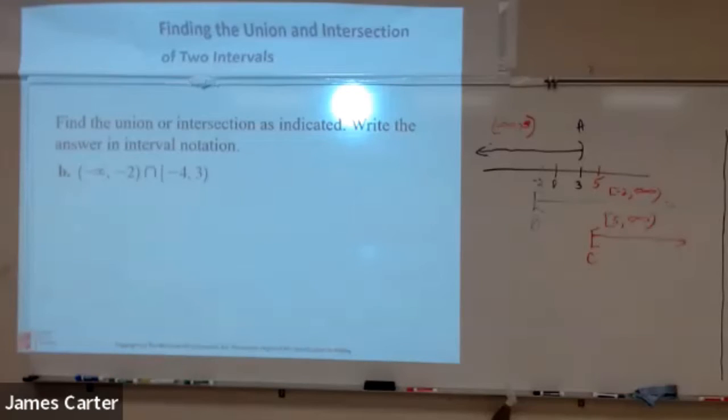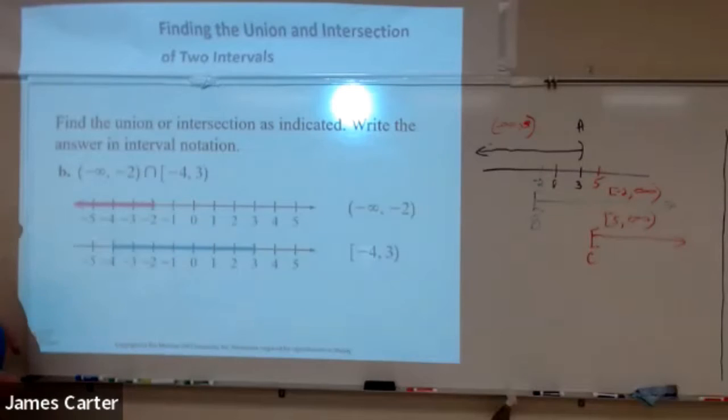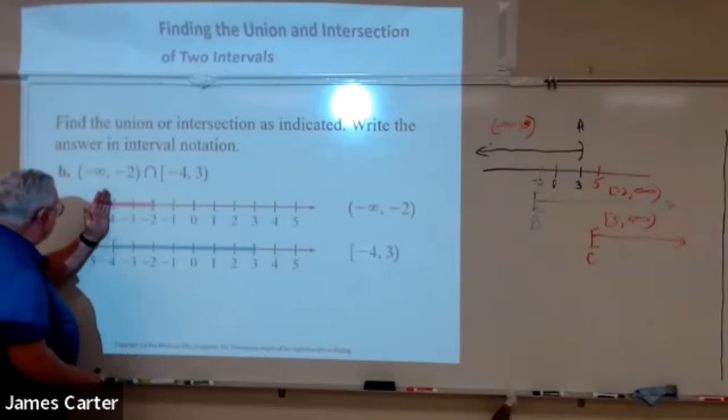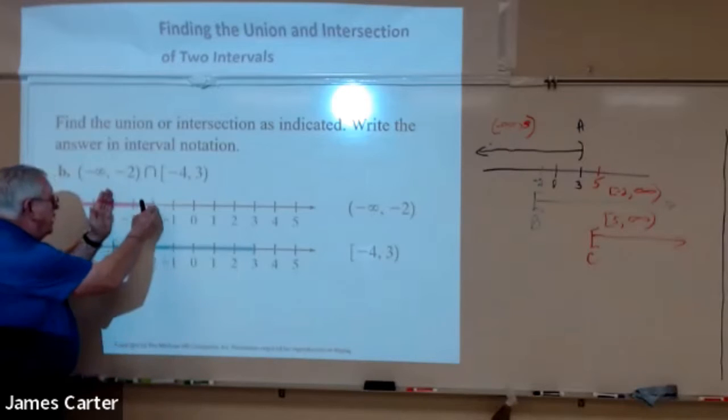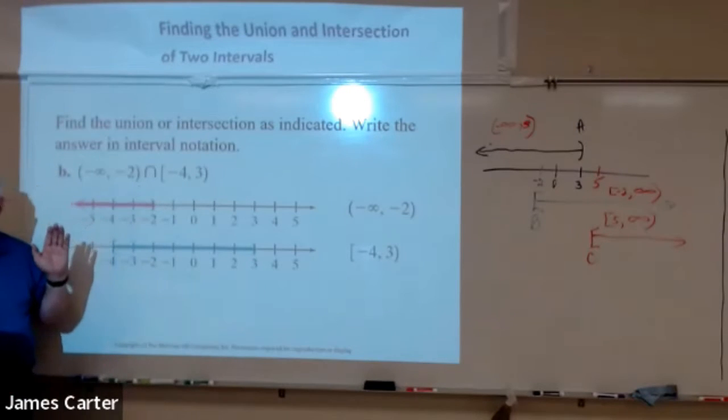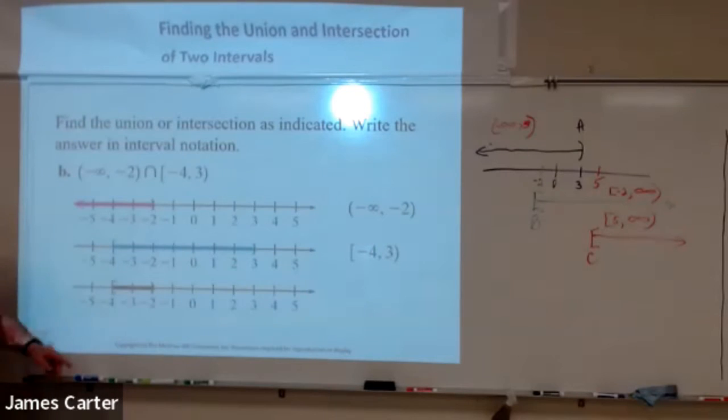Same exact numbers as before. Only difference is now they're asking for the intersection, in contrast to the last problem. Well, the first two graphs are still the same. What part do they overlap? They only overlap from this -4 to this -2, non-inclusive. Okay? So here is your solution graphically. And there's the interval of the solution.